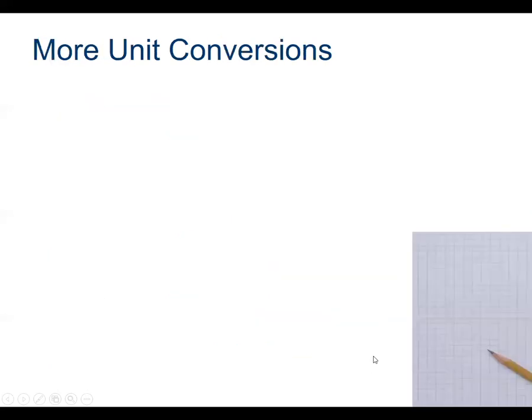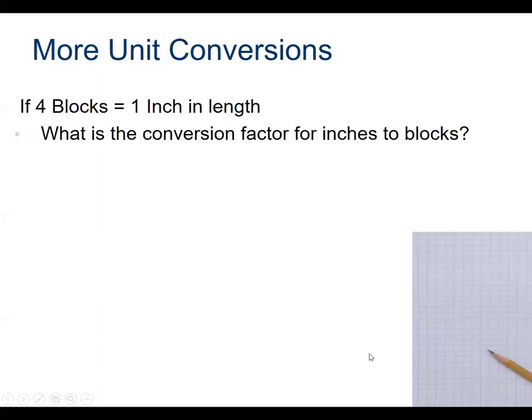Okay. So if 4 blocks equals 1 inch in length, so here you've got grid paper, and they make the paper for architects. They make the paper mean something. The grid lines mean something. What is the conversion factor for inches to blocks? So we keep that conversion factor in our brains. 4 blocks equals 1 inch. So if we draw a line that's 4 blocks, we know that's 1 inch long without even using a ruler. It's nice.